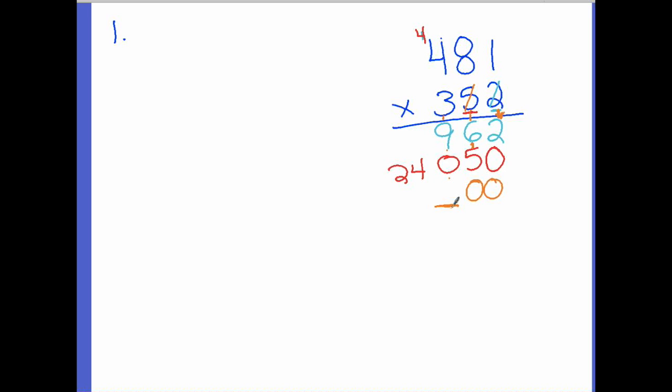So 3 times 1? 3 times 8? 24, carry the 2. 3 times 4? 12, that'll 14. Plus 2 is 14. 2 plus nothing? 6 plus 5? 11.